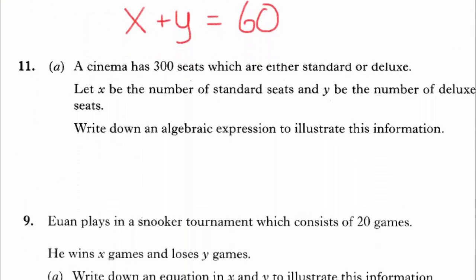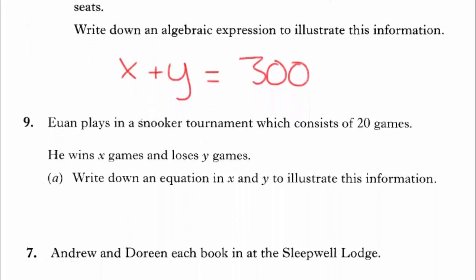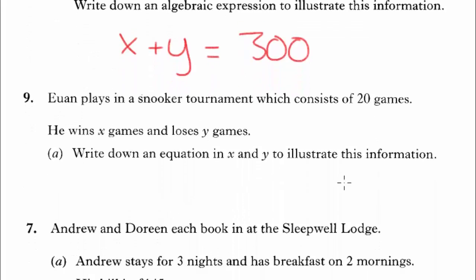I then go down, we've got a cinema scenario, so x is the number of standard seats, y is the number of deluxe seats, write an algebraic equation for this. So there's 300 seats, and there's x standard plus y amount of deluxe seats, so that's x plus y equals 300.